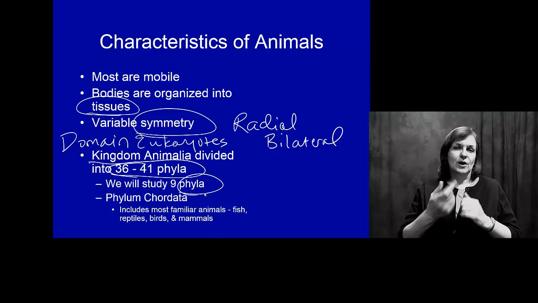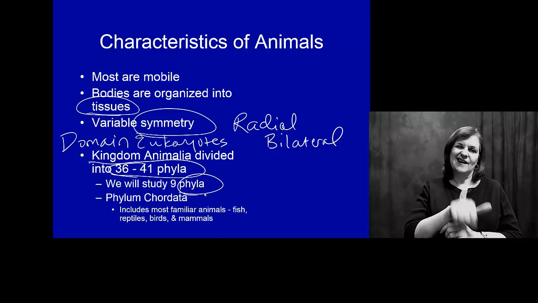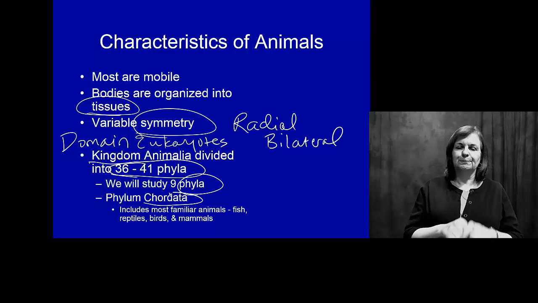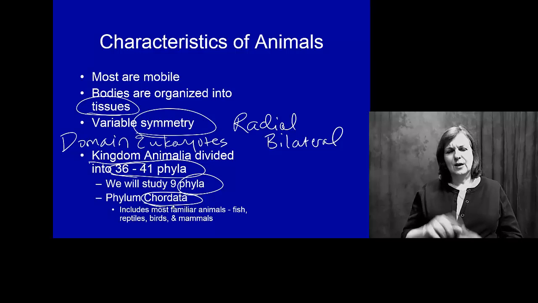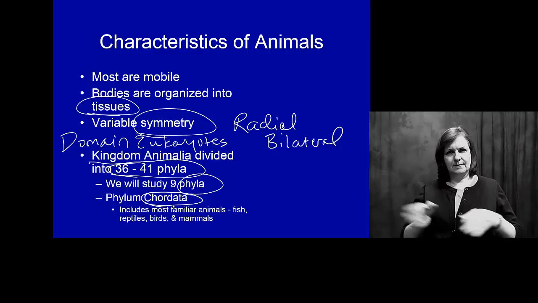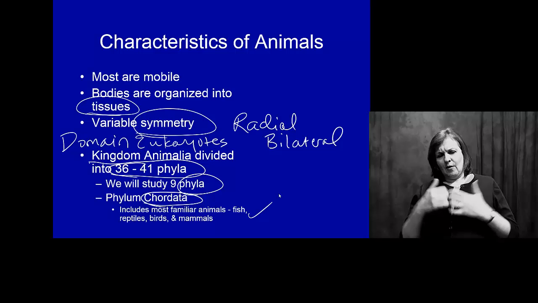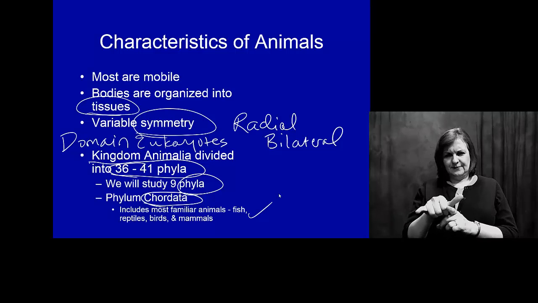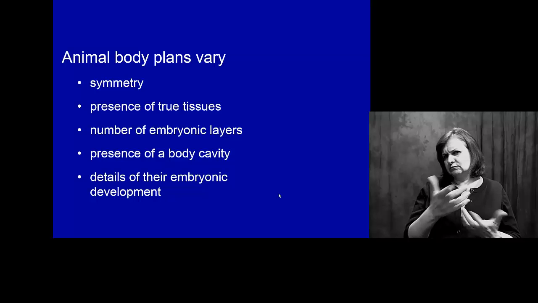So we will look at 9 different phyla as we go through our invertebrates and vertebrates. And finally we will end up with chordata, which is the chordates, and the ones you're most familiar with, fish and reptiles and so on. But we have 8 others to get you familiar with first.